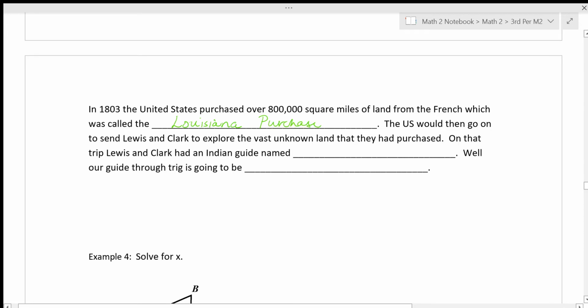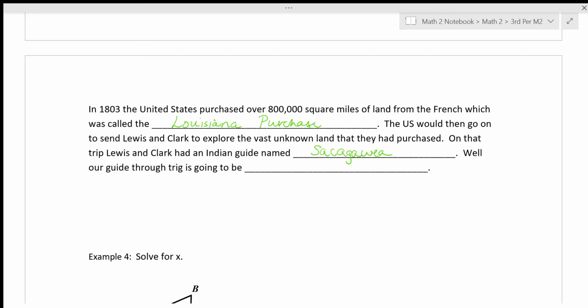The U.S. would then go on to send Lewis and Clark to explore the vast unknown land that they had purchased. On that trip, Lewis and Clark had an Indian guide named Sacagawea. So I've mentioned a couple of times in class recently that SOHCAHTOA had a cousin. Sacagawea guided Lewis and Clark through this Louisiana Purchase.